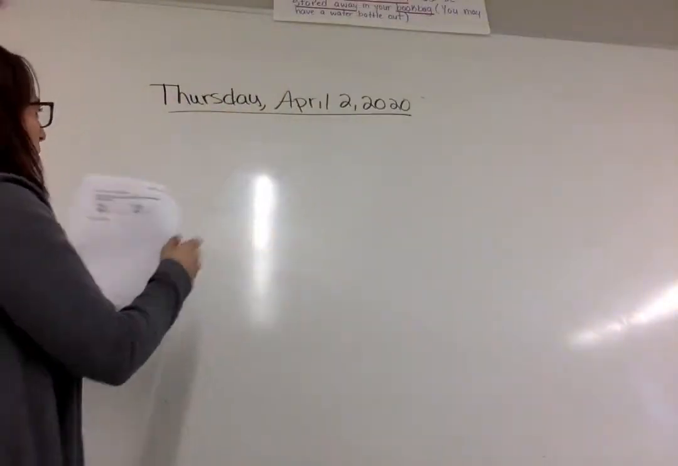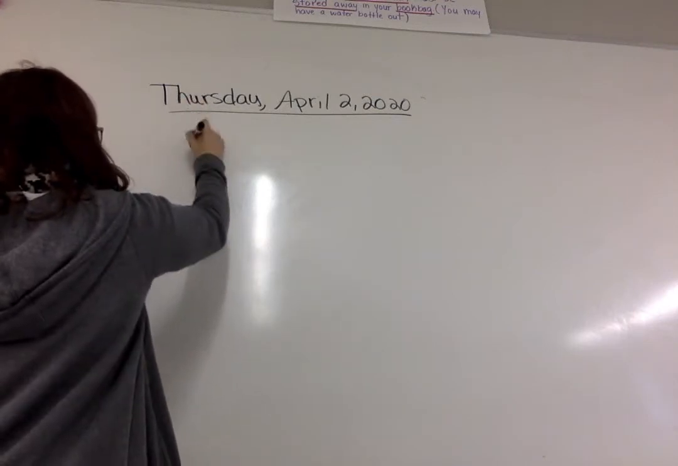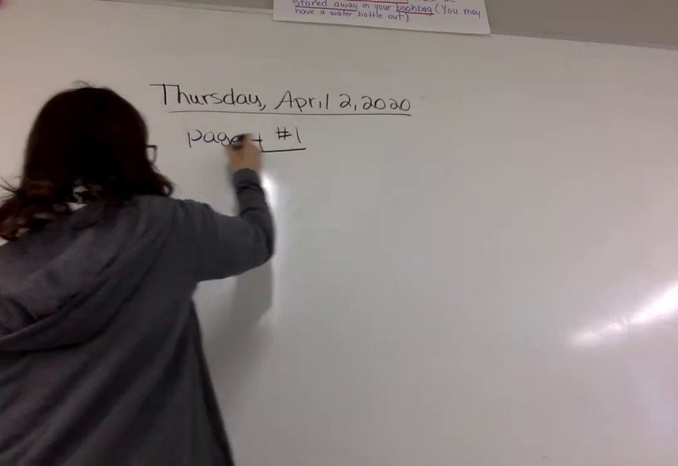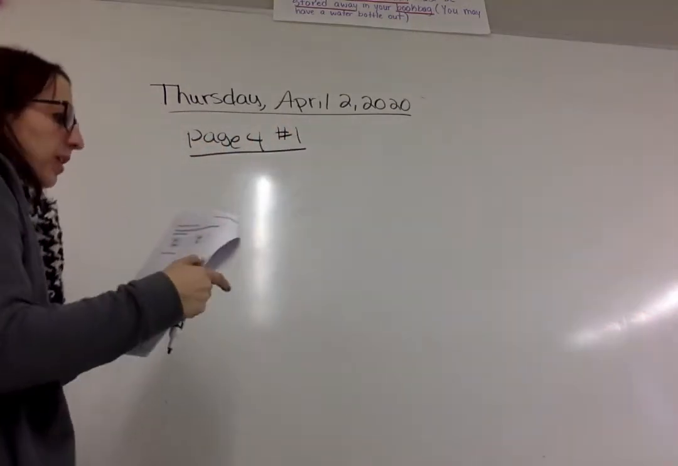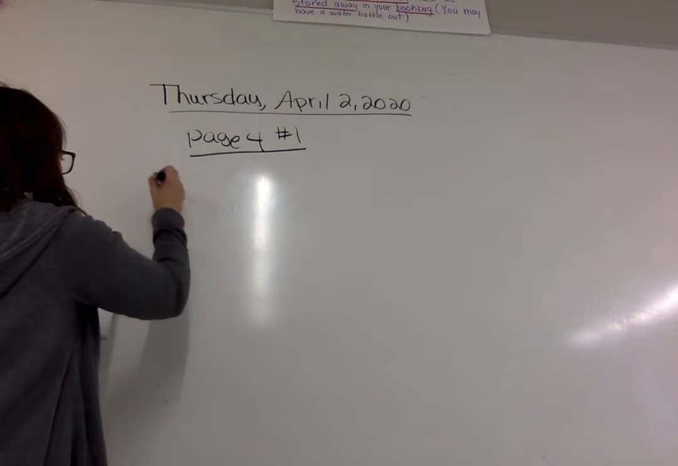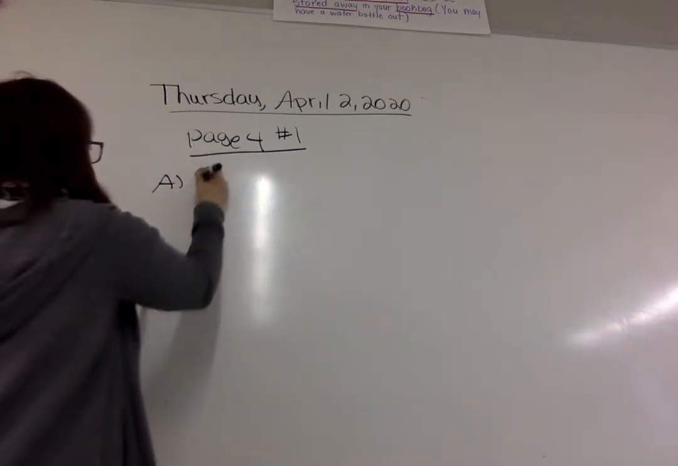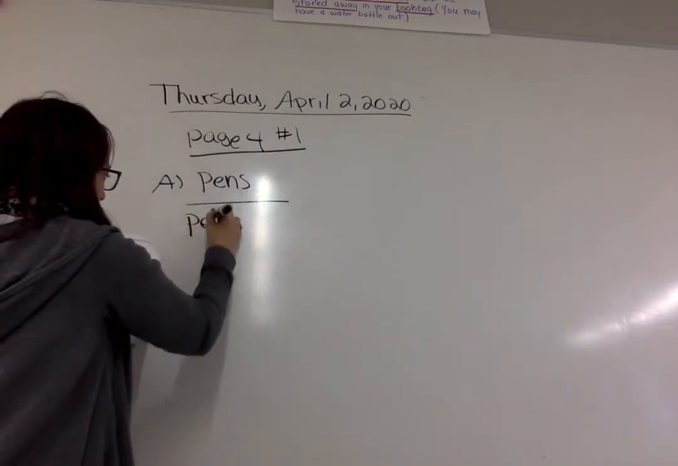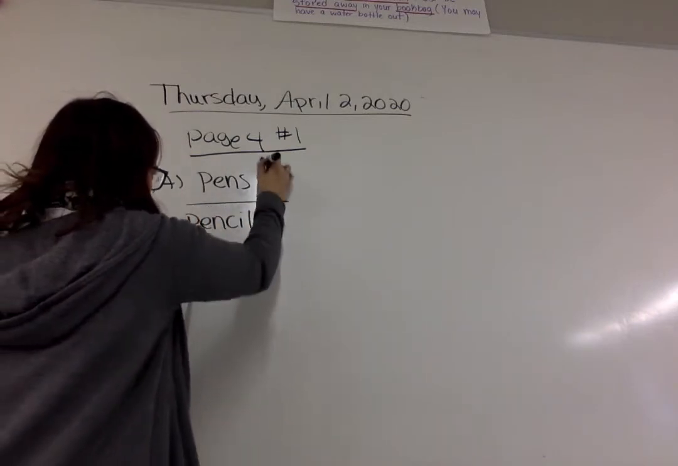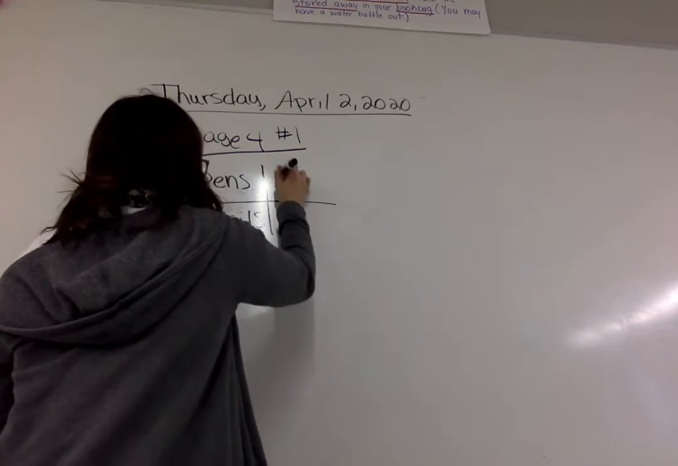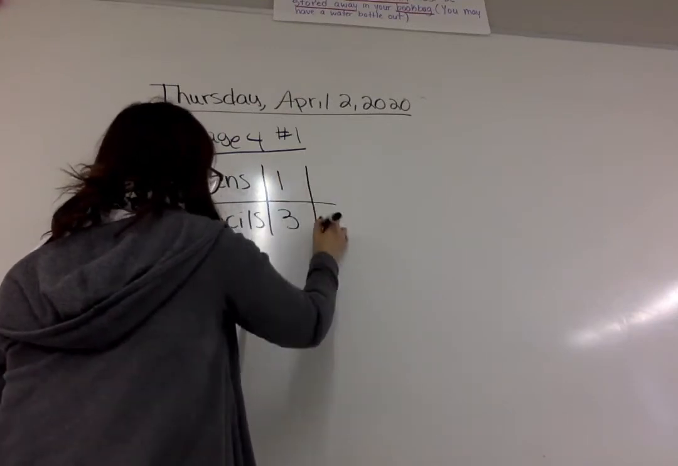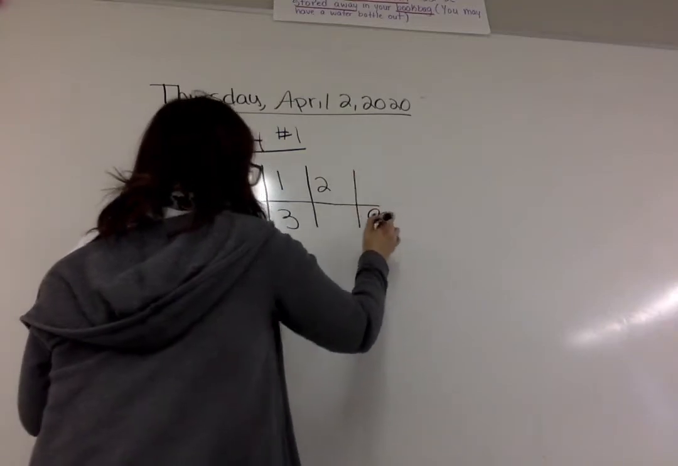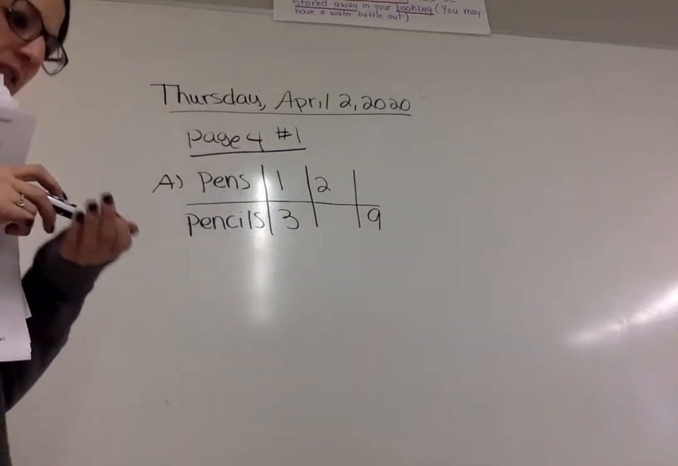All right. So now we're going to write page 4, number 1 on equivalent ratios. This one's pretty self-explanatory, but you got to be really careful. Problem A. So it says pens, pencils. 1, 3, 2, something, 9. We're going to fill in the blanks. I'm going to use purple.